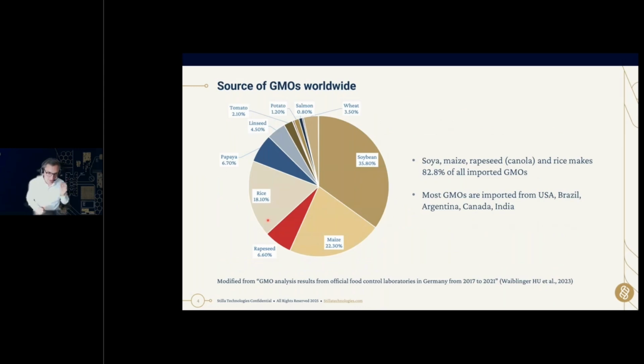What are the sources of GMOs worldwide? So you see that in each of the slides, I have here a source where I got these data. Sometimes I modified it from there, but normally it's what it is. So everything what I say has a source that is publicly available. And we see that most of them are soybean, maize, rapeseed, and rice, which are the majority of over 80% of all imported GMOs in the European Union. These are all first generation GMOs, and they are all imported from USA, Brazil, Argentina, Canada, or India.